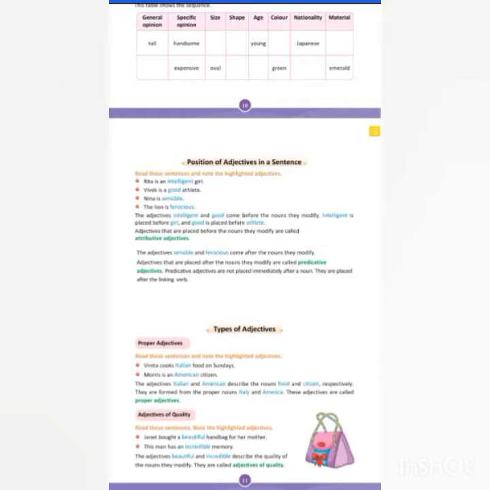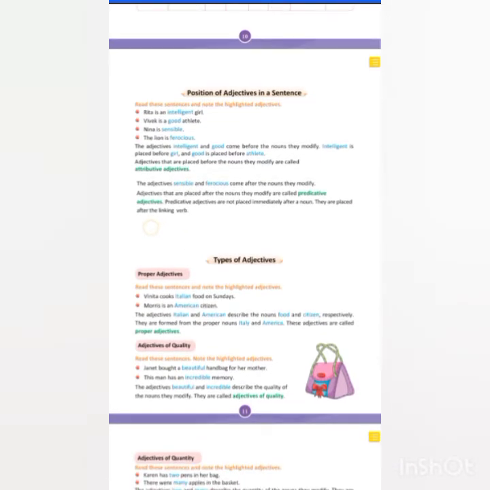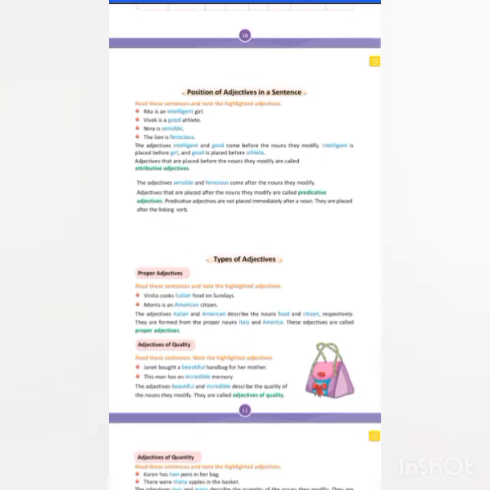The second topic we will see is position of adjectives in a sentence. Now adjectives are used in a sentence sometimes before the noun, sometimes after the noun. Sometimes it follows the verb, sometimes it is before the noun. So we will see it. Rita is an intelligent girl. Vivek is a good athlete. Nina is sensible. The lion is ferocious.